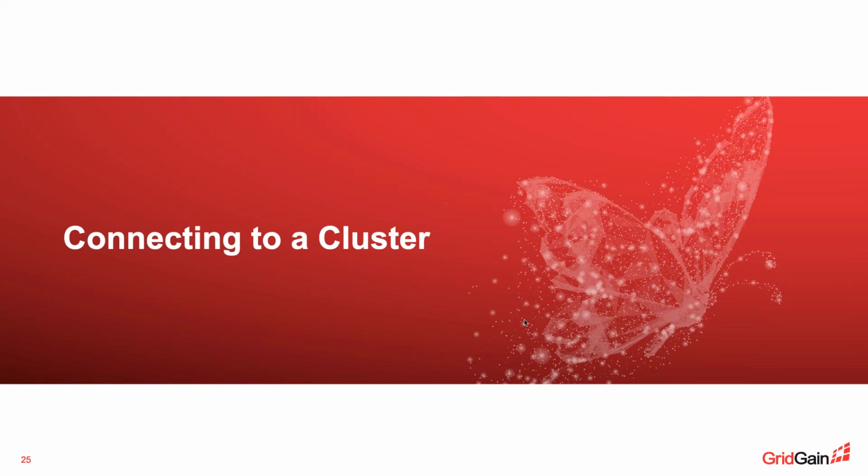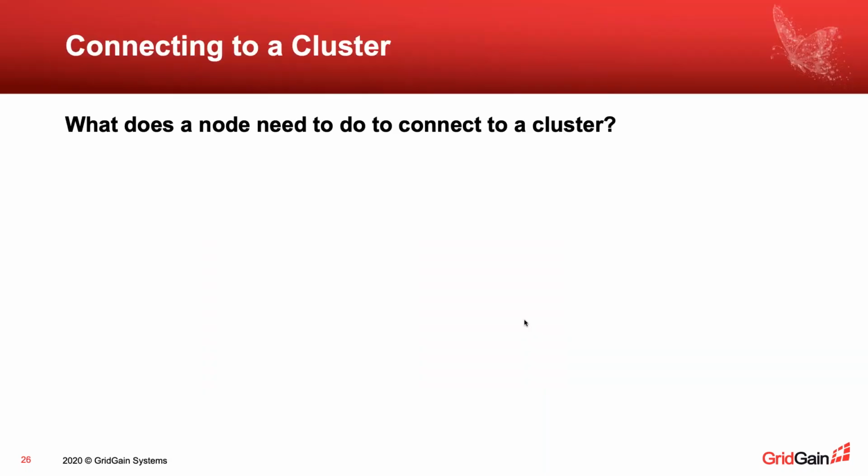So next, let's discuss our third function of networking, which is getting the cluster together and connecting a new node to the cluster. So what does a node need to do to get connected? Well, that's simple, really. First, a node needs to find a cluster to connect to.